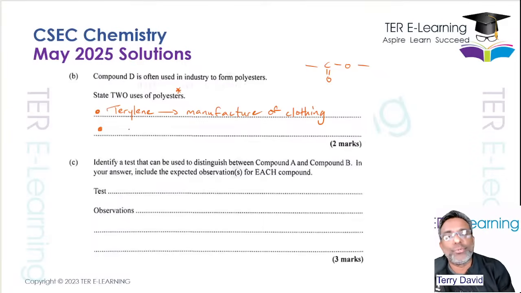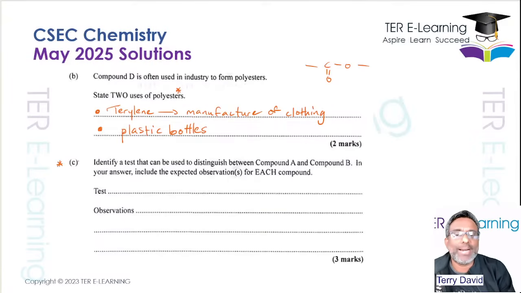Polyesters are also used to make plastic bottles as well. So there are some plastic bottles that are made from polyester. So a lot of those water bottles that you all use to carry water to school are actually made of a material that is polyester as well. So any 2 valid uses will work.